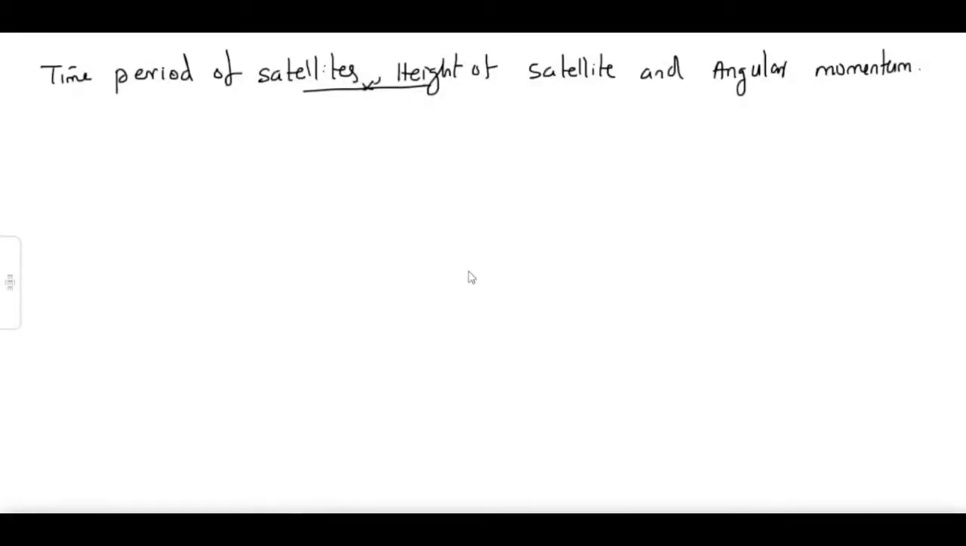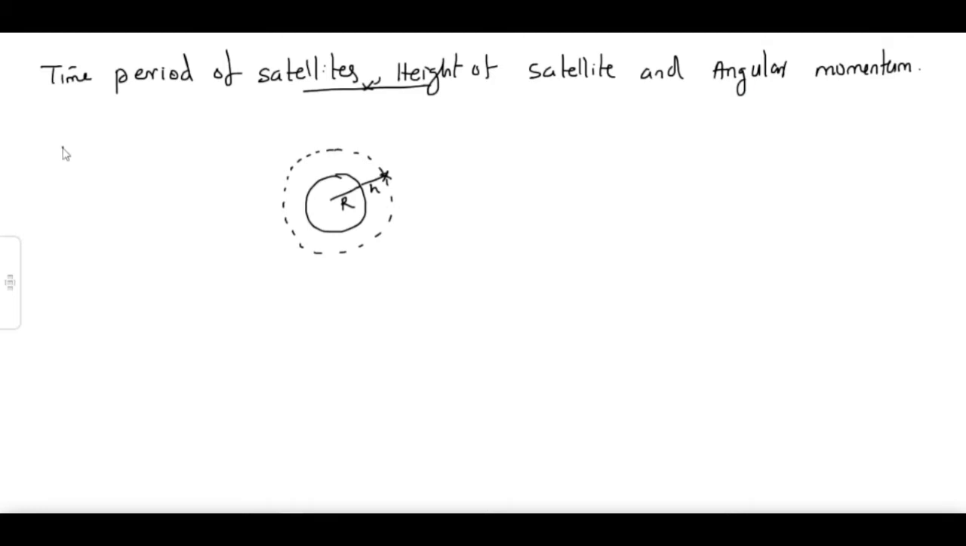Time period of satellite. First, we will discuss the time period of a satellite. Imagine this is the earth surface. Around the earth surface the satellites are revolving. That means this is the radius of the earth and this is the height from the surface of the earth to the satellite position. So what is the time taken to complete one revolution around the earth?